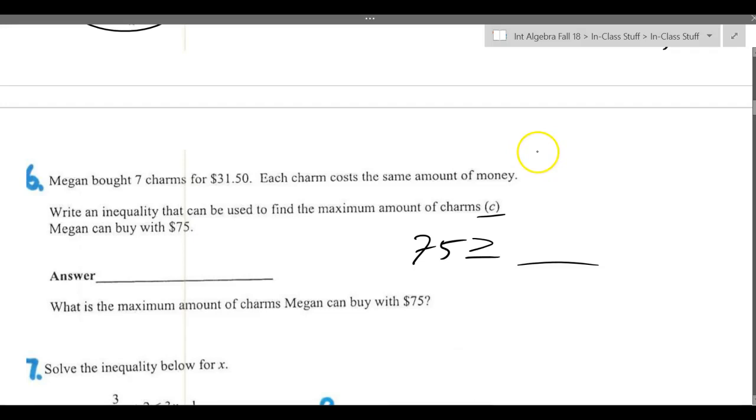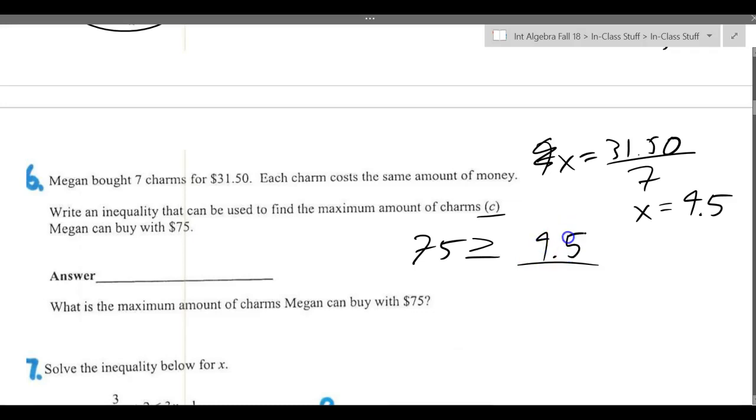So I guess we need to figure out first, 7x equals 31.50. So that will give us the cost of each individual one, right? So if I divide that by 7, x equals, over here, each charm is 4.50. So it's just 4.5. That's the cost of each one times the number of charms, and that's it. It's right over here. So $75 is greater than or equal to, and that's the most we can spend, 4.5 times however many charms she buys.